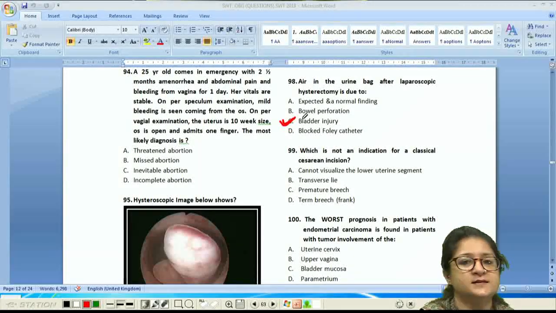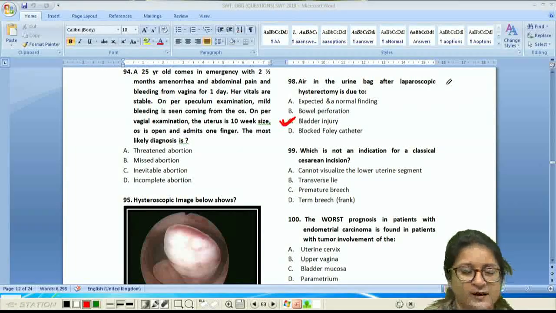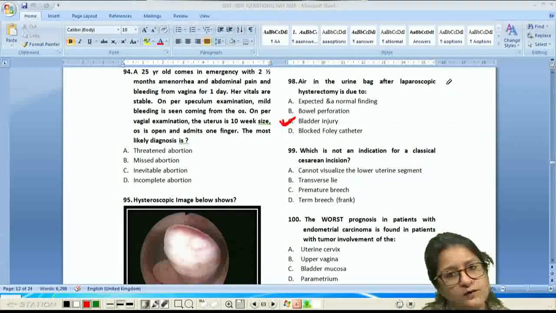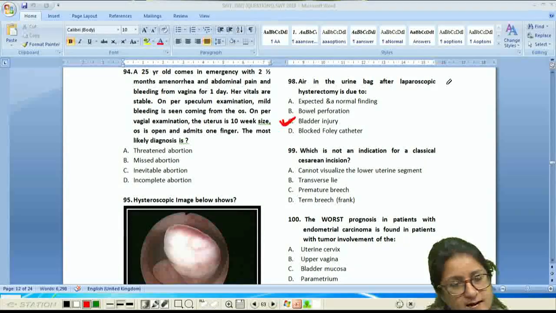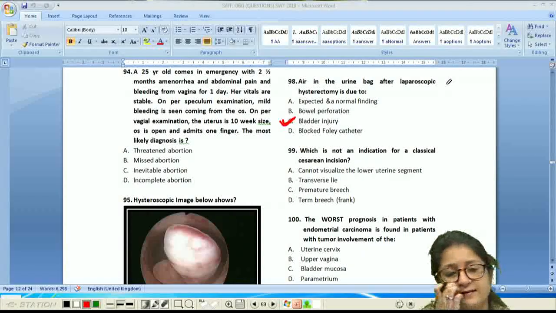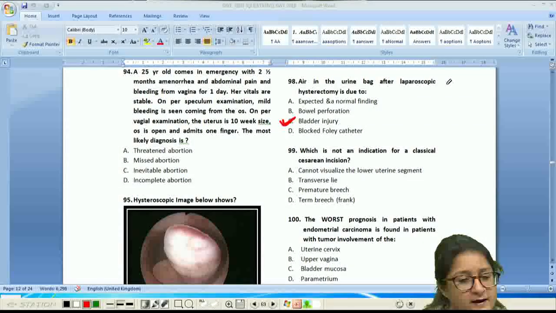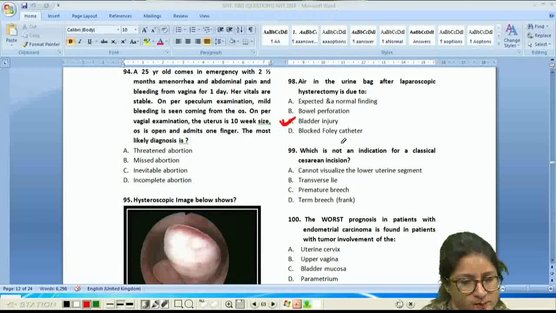the abdomen is distended with gas. Carbon dioxide is used to distend the abdominal cavity. Now when the bladder injury happens, bladder has been perforated, bladder has been incised, all these kinds of injuries, then what will happen? The air from the peritoneal cavity will move into the bladder, and then that air will enter into the urine bag which is connected. So obviously whenever there is air in the urine bag, it's not a normal finding. Bowel perforation will not lead to air; bladder injury will lead to air in the urine after laparoscopic hysterectomy.